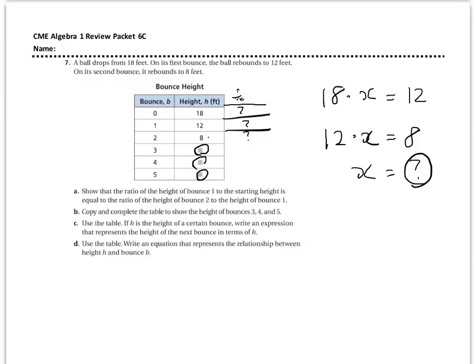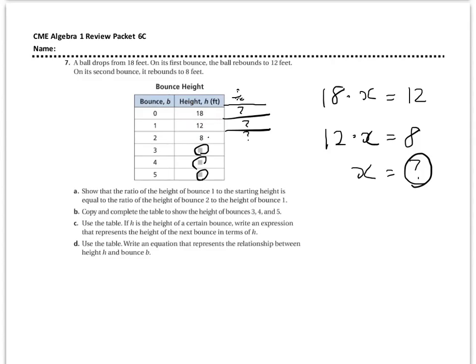And that's actually part B. And part C, use the table. If h is the height of a certain bounce, write an expression that represents the height of the next bounce in terms of h. So basically, write an equation. What's the general rule for this? You need to multiply whatever you have here by the ratio, but you started out with 18 feet, so how do you write those?